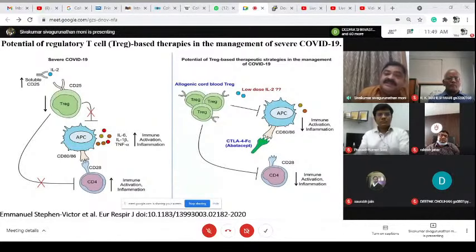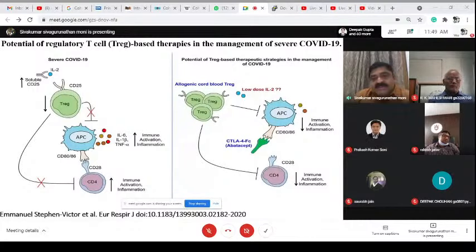So the role of the T regulator is much more important to balance the immune reaction and the cellular function against the SARS-CoV-2 virus infection and to suppress the cytokine storm. Suppressing the cytokine storm is the classical target to recover from the severe COVID-19 infection stage.